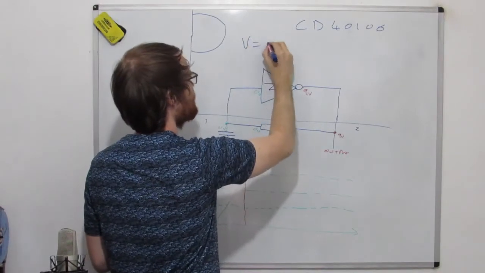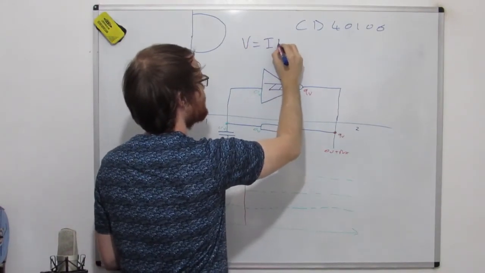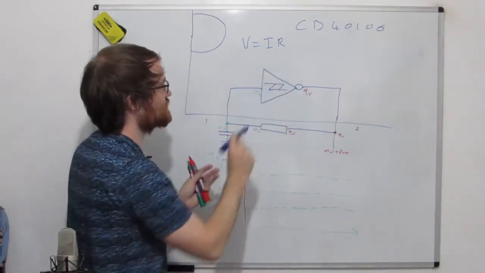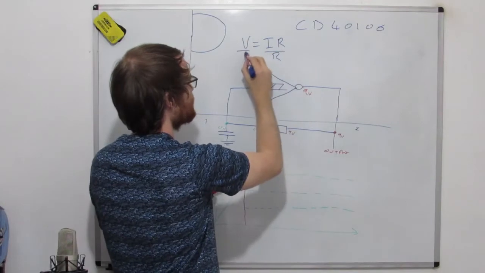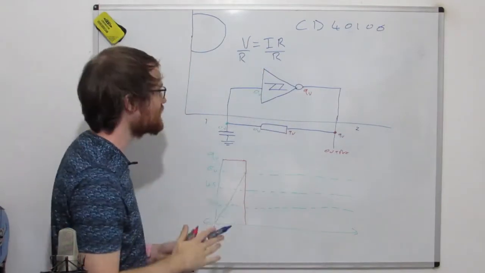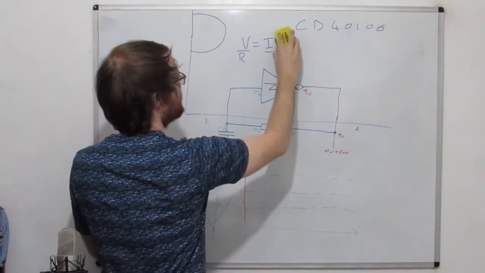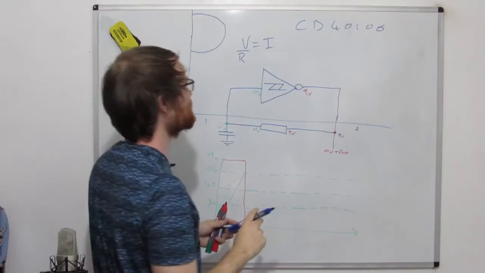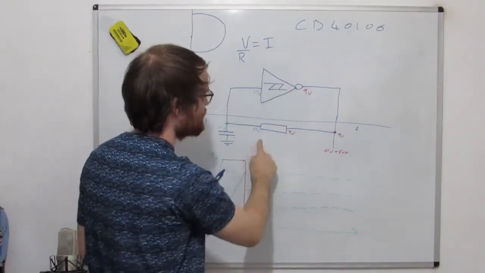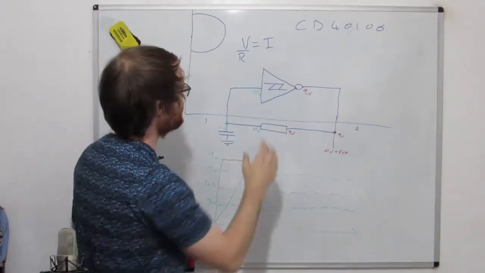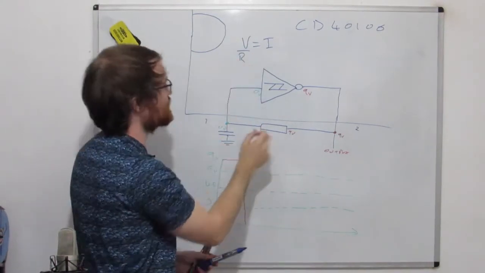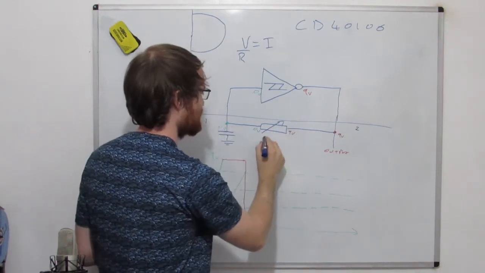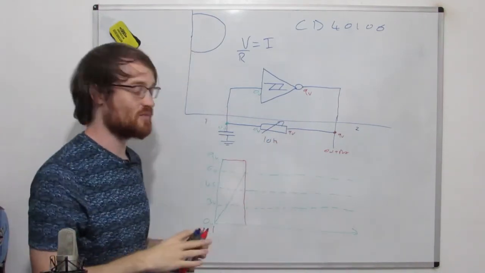So V, the voltage, is equal to the current times the resistance. Or if we rearrange that by dividing through by the resistance, so we divide this side by R, and we divide this side by R, because what you do to one side, you have to do to the other, right? These R's cancel out, because R divided by R is just one, and whenever we have one, we can just pretend it's not there. So we know that the current going through this resistor is the voltage across the resistor divided by the resistance value, right? So this is a variable resistor. Let's say it's set to 10K. That'll become important later on.